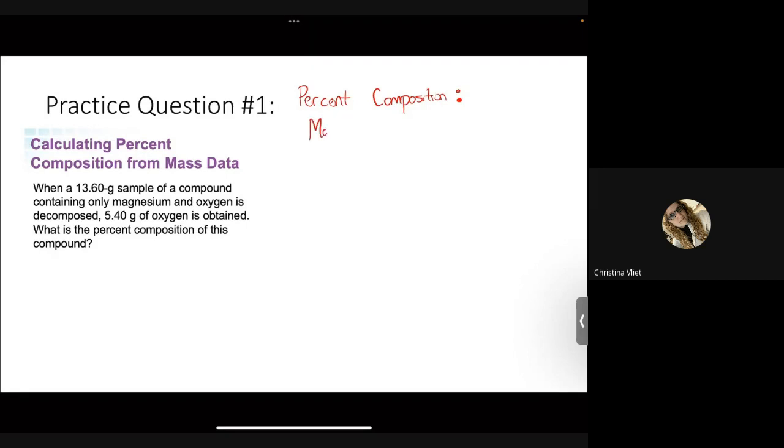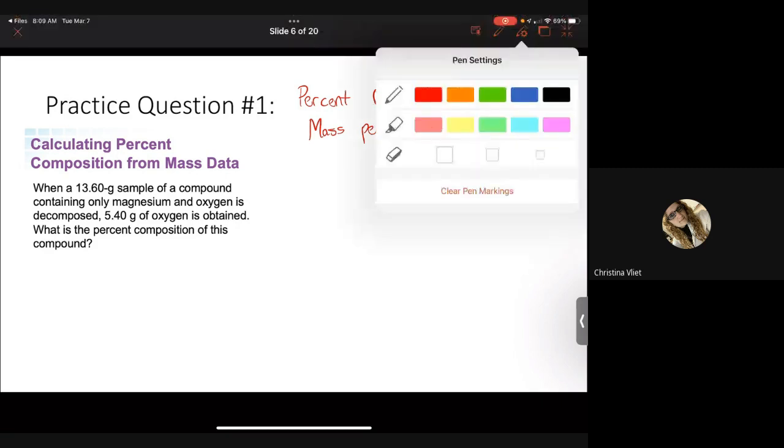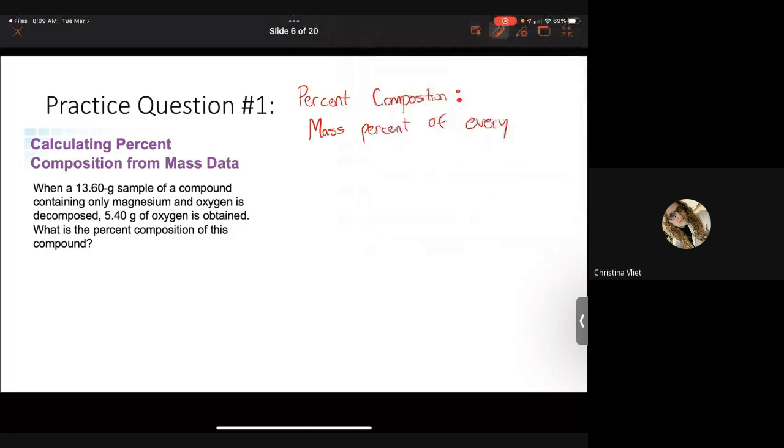Mass percent of every element that makes up the compound. This is what percent composition is. So write that down and then write down the question, and then we're going to go how we can solve this from our first scenario.